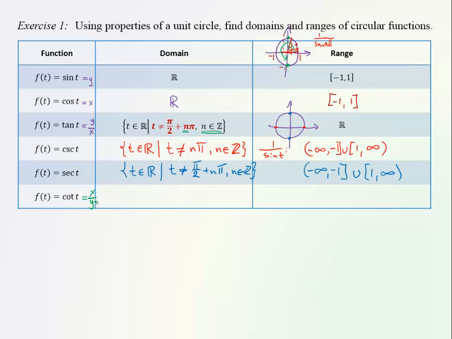So what we need to get rid of is the points that will make y coordinate 0. And as before, the points with y coordinate 0 are at the angle 0 or pi and any multiple of pi. Therefore, the domain of cotangent is all real numbers except for those that are of the type n pi, where n is any integer. So any multiple of pi has to be excluded.